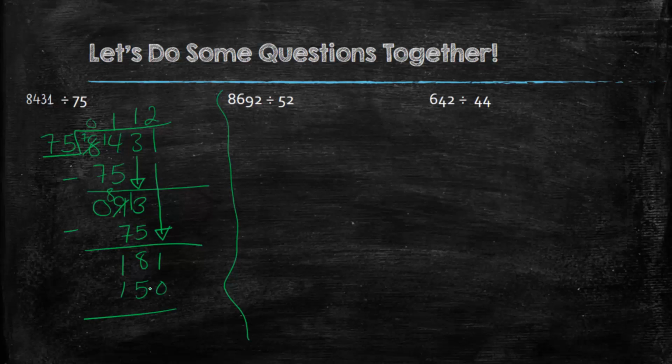And we subtract. 1 minus 0 is 1. 8 minus 5 is 3. 1 minus 1 is 0. How many times does 75 go into 31? It doesn't. So clearly that is a remainder, and we're done with this number. So our quotient, our answer, is 112 with a remainder of 31. Okay, that's our answer. 112 with a remainder of 31. Let's do this one.